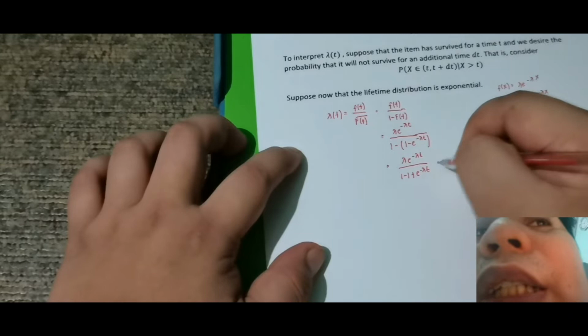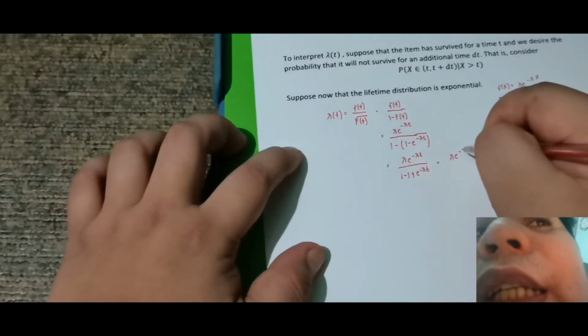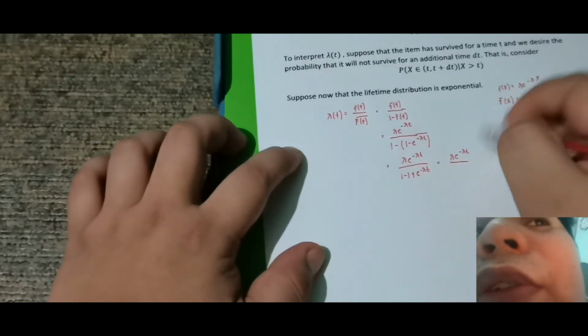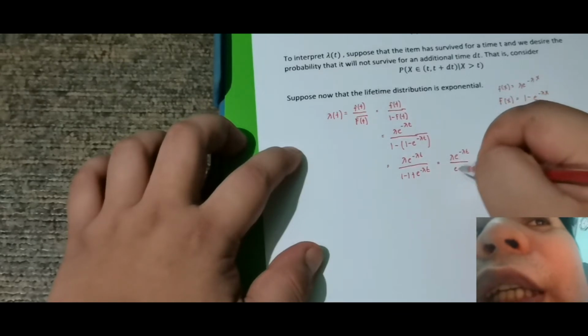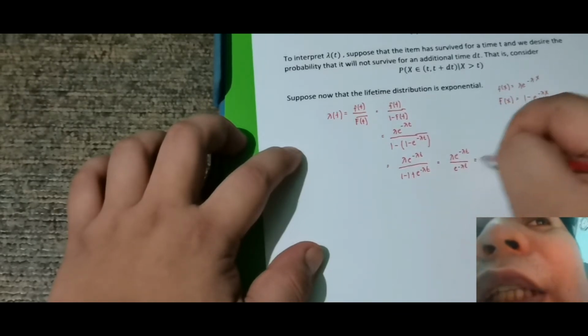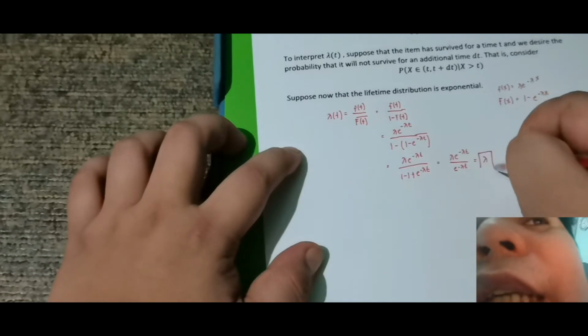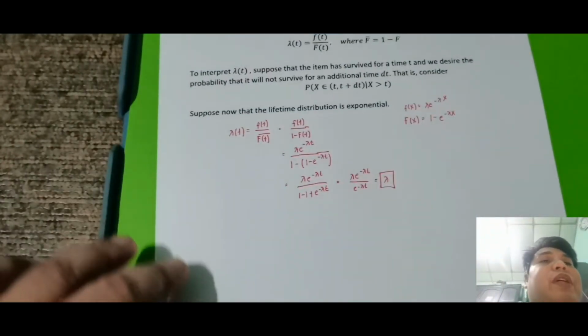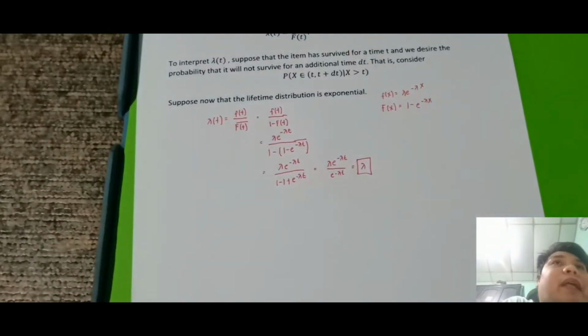And obviously, this is just equal to lambda e raised to negative lambda t all over e raised to negative lambda t. Or simply, this is just lambda. So therefore, the hazard rate function of an exponential random variable is just the parameter itself.